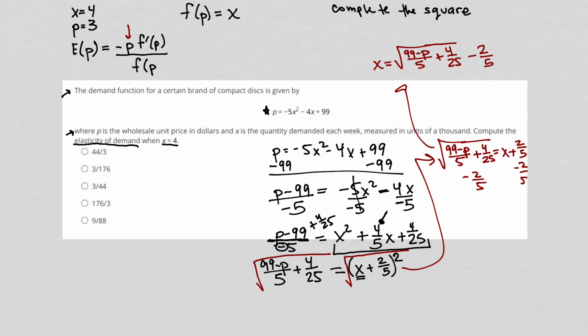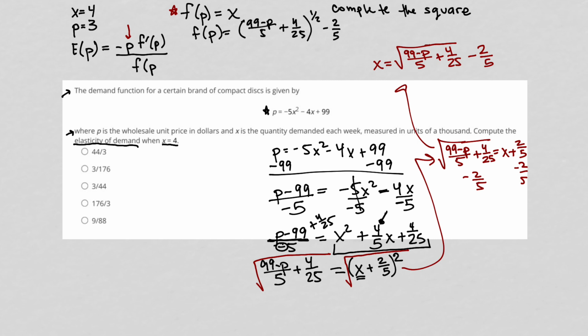Okay. So now that I have that, I can go back up here and remember that x is the same as f of p. So I'm going to just write this as f of p. So f of p equals, I'm going to write this in parentheses and fraction exponent form. I'll explain why in a second. 99 minus p over 5 plus 4 over 25, close parentheses, 1/2 power, and then minus 2/5.